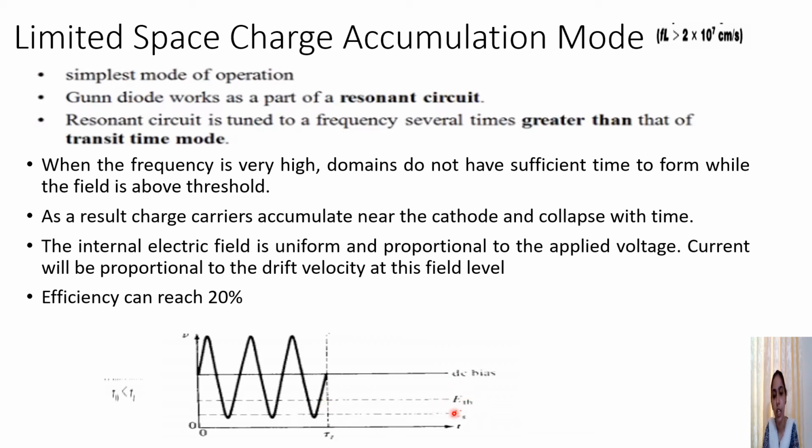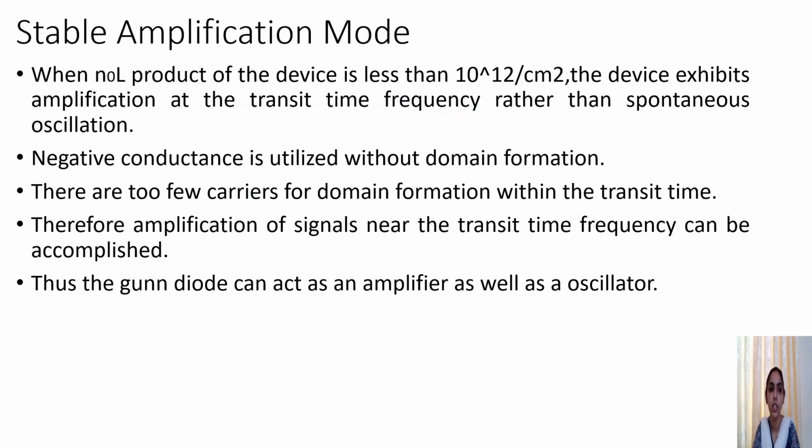But here, even though the electric field is above the threshold, what is happening is the domain is not being allowed to form since the frequency is very high. Now, whatever modes we have seen, the Gunn diode is working as an oscillator.